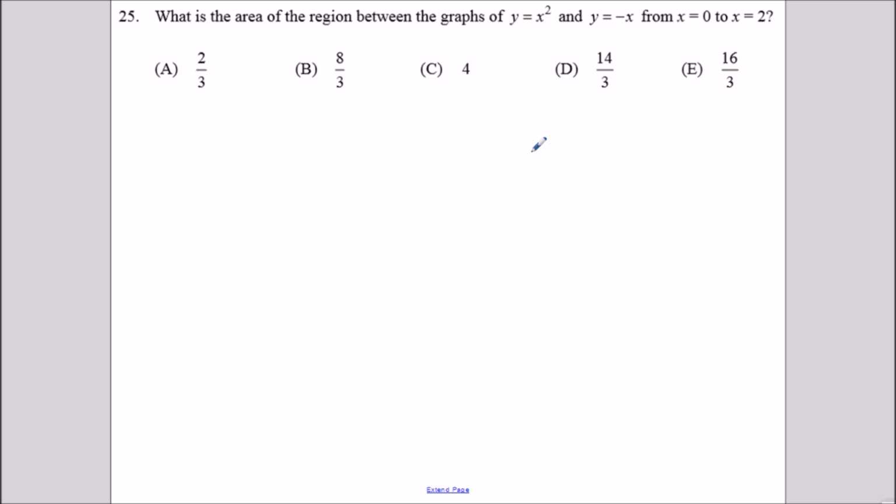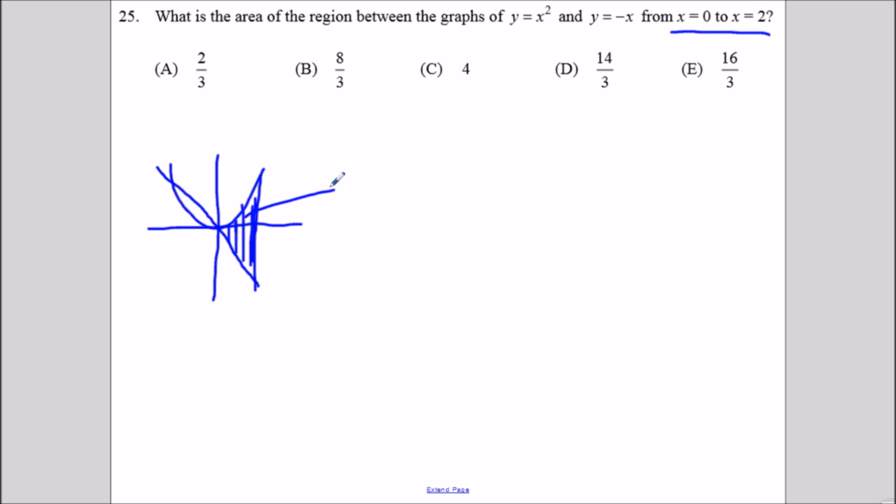Okay, for this one, we want to find the area between the graphs of y equals x squared and y equals negative x from x equals 0 to x equals 2. So what I recommend doing here is drawing this. X squared looks like this, and negative x looks something like this. So if we're finding the area between them from 0 to 2, that means we're finding the area of this section here. All right, don't fall for the trap and find the area of this section. We're finding this area because they told us from 0 to 2.